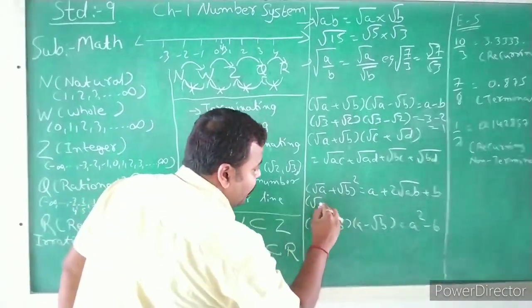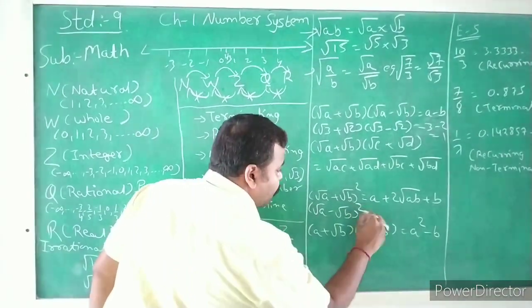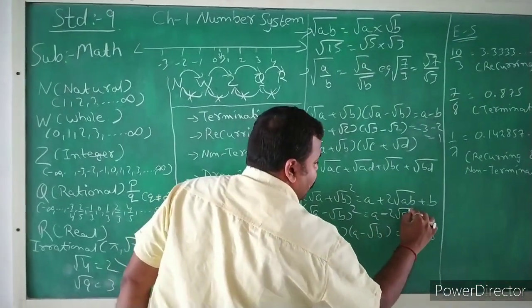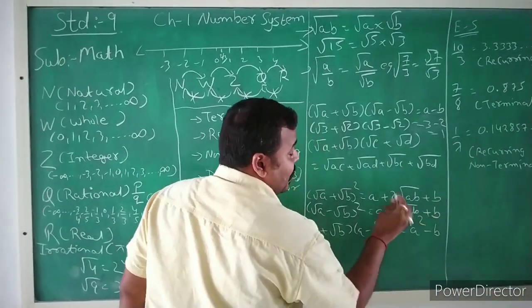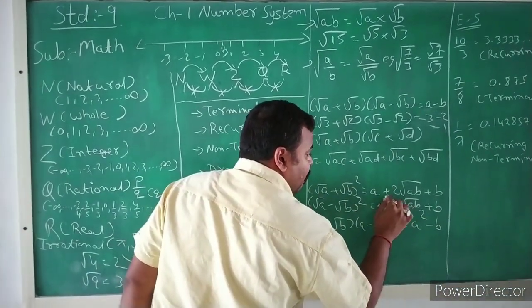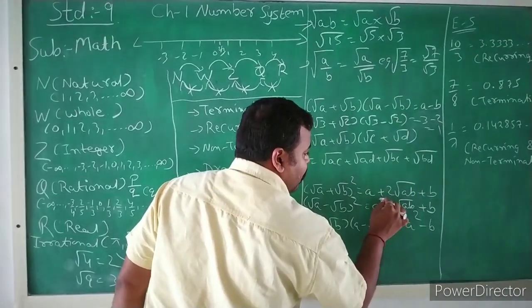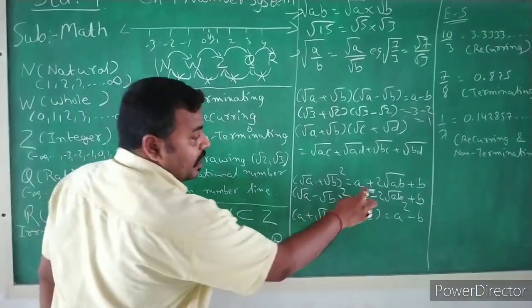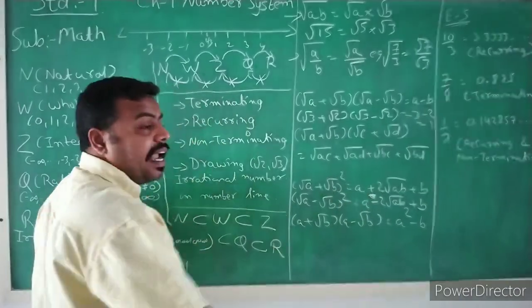Similarly here, if it is like this, root a minus root b whole square. So same formula, only you have to change the sign. Sign of middle term will only be changed. Remember one thing, this last term will have the same sign. Here it is positive, here it will be negative.